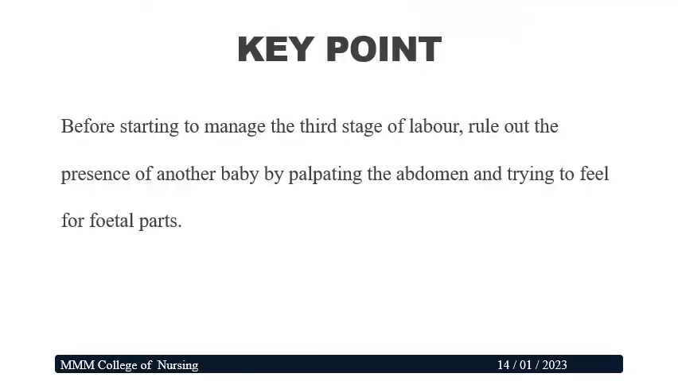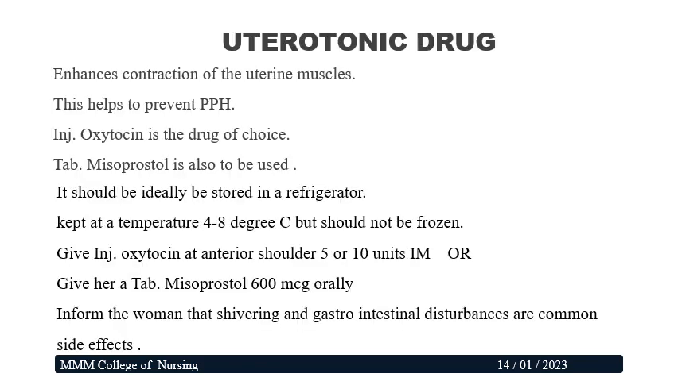The next key point you will have to remember is, before starting the management of the third stage of labor, rule out the presence of another baby by palpating the abdomen and feeling for fetal parts. There may be a case of unidentified twins. To avoid that, you will have to palpate before administration of the uterotonic drug, or before carrying out the uterine massage and the separation of the placenta and the membranes. So always look for unidentified twins.